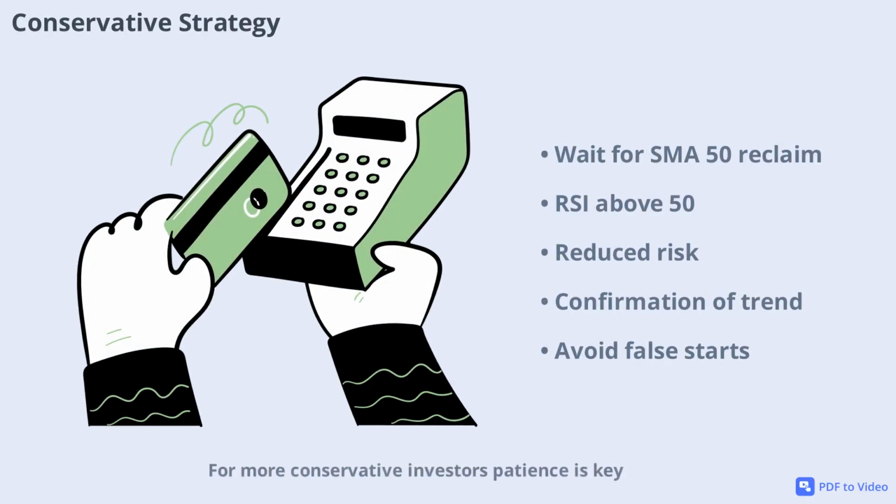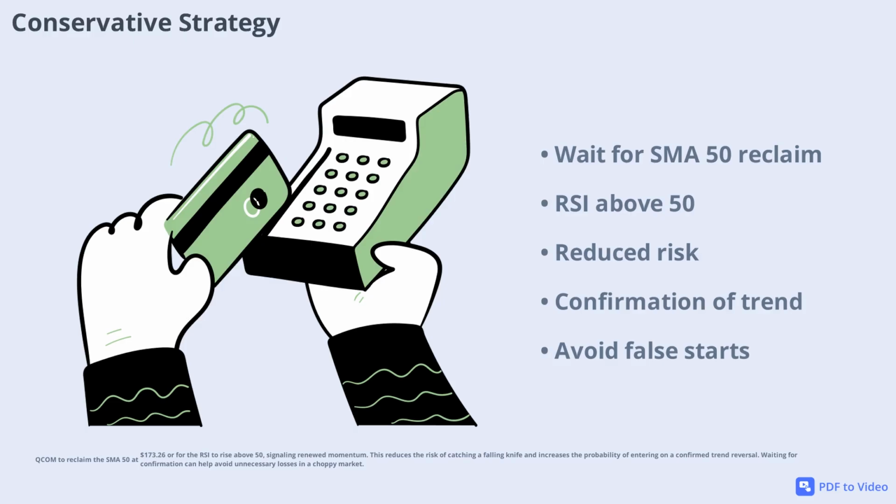For more conservative investors, patience is key. The safer approach is to wait for QCOM to reclaim the SMA 50 at $173.26 or for the RSI to rise above 50, signaling renewed momentum. This reduces the risk of catching a falling knife and increases the probability of entering on a confirmed trend reversal. Waiting for confirmation can help avoid unnecessary losses in a choppy market.